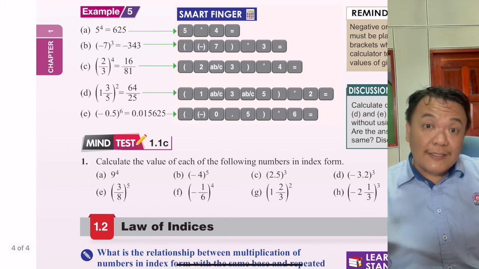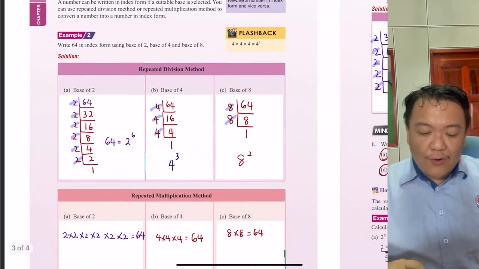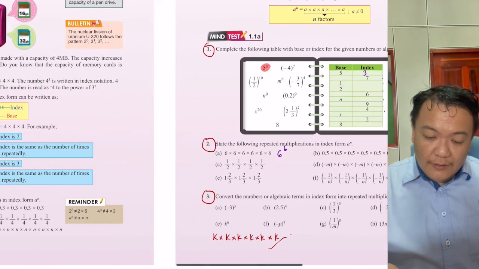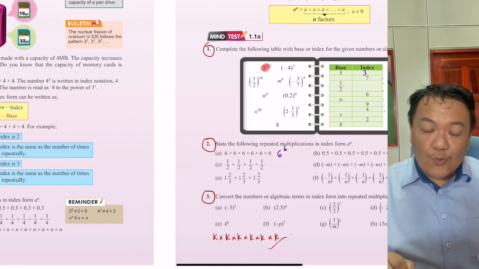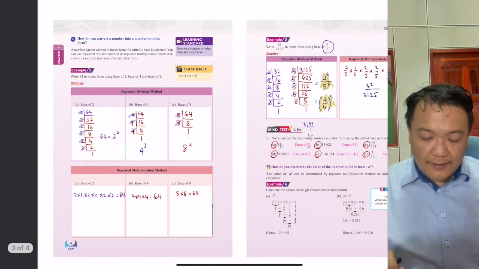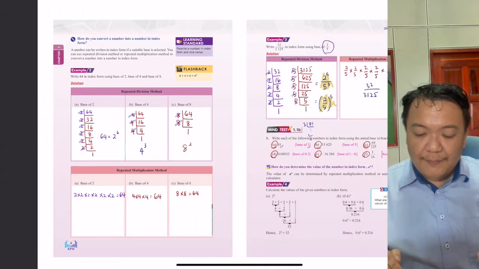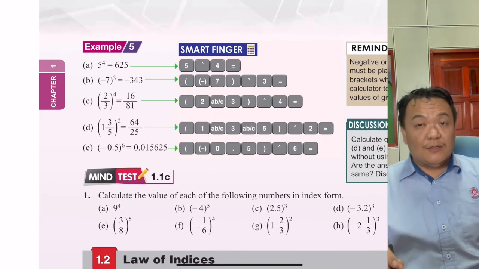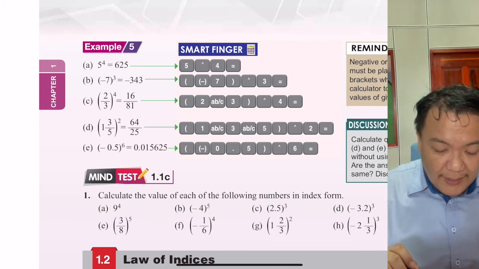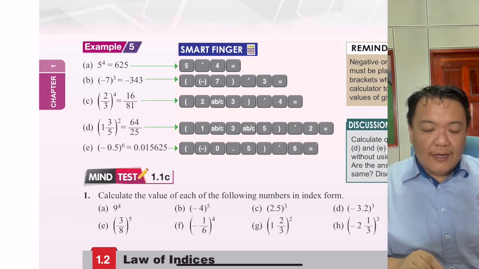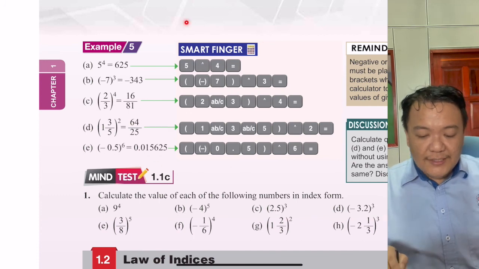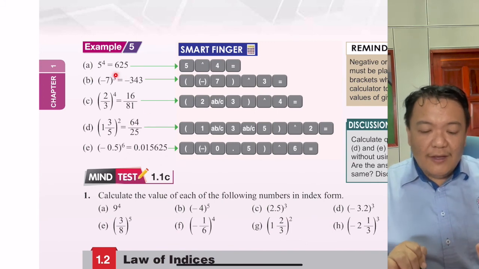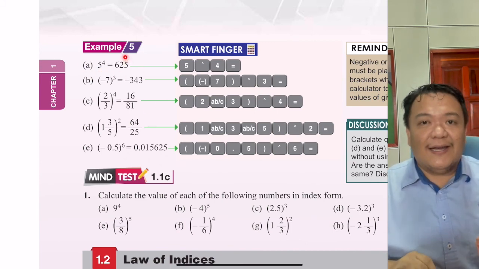for this first class, your assignment, you do Mind Test 1.1a, 1.1b, and then the special one. What I want you to do is use this example. I want you to record yourself how you press this calculator.